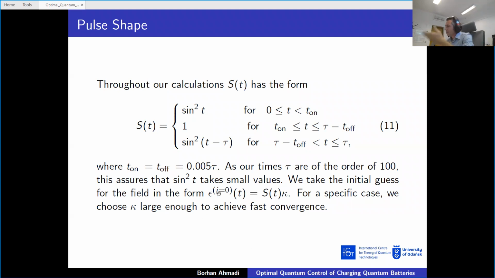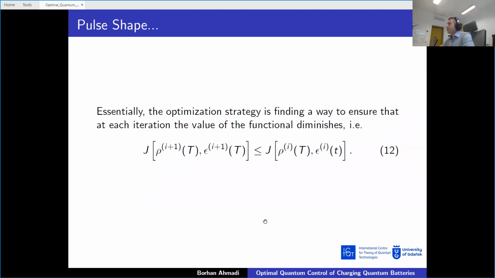And we take the initial guess field to be of these forms, and kappa is some constant, and we choose it based on how convergent the evolution will be. This chi is chosen. Since we're going to minimize this functional, in every iteration J should be less than the one in the previous iteration.